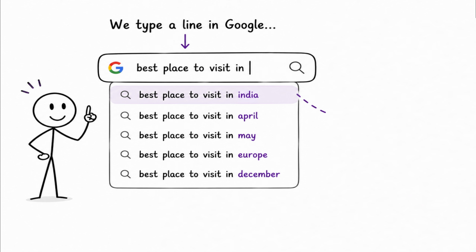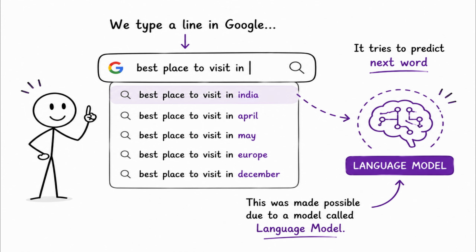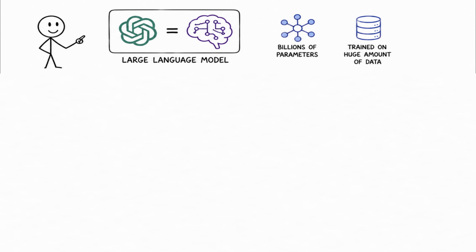When we type a line in Google, it tries to predict the next word. This was made possible due to a model called language model. GPT, which is behind ChatGPT, is called a large language model. It is called large because it has billions of parameters and it is trained on huge amount of data. Only the scale is different. Otherwise, it will also do the same thing.